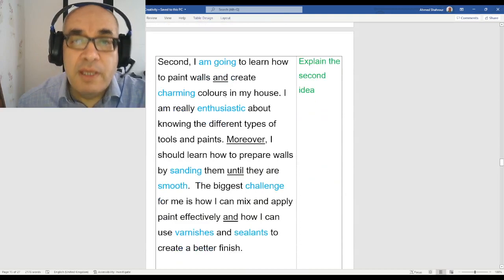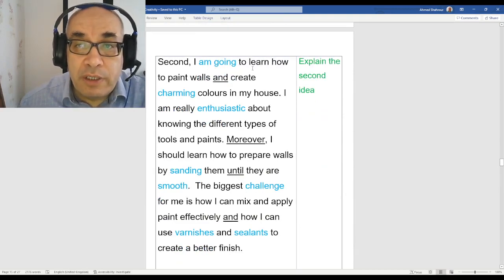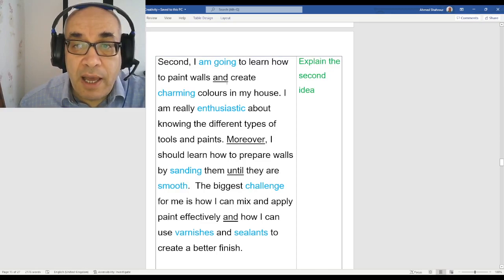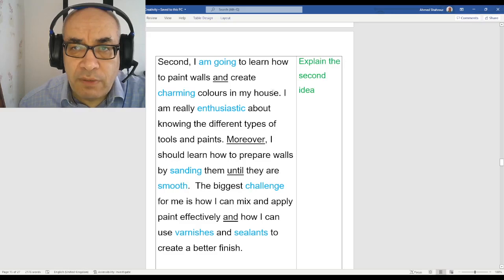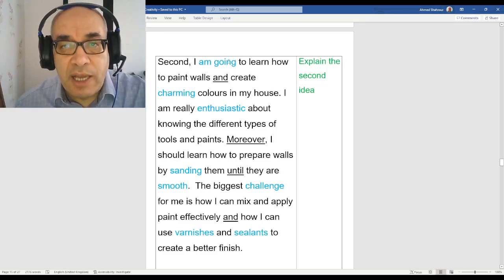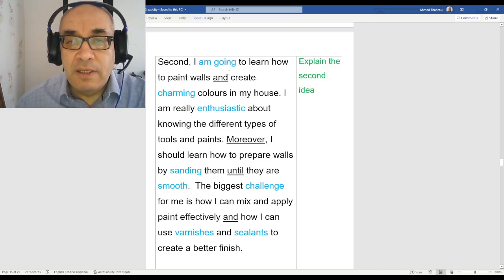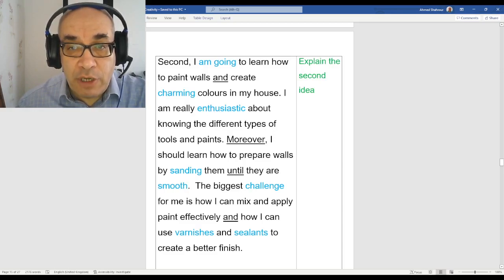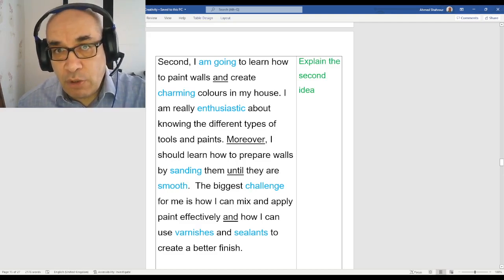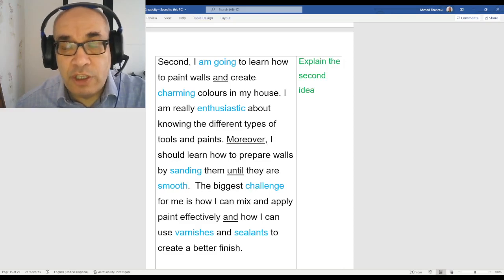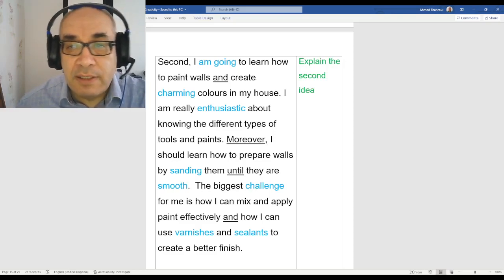Now second point. Second, I am going to learn how to paint walls and create charming colors in my house. Of course, if you don't want to use to learn, it's okay. You can say I'm going to paint walls and create charming colors in my house. I am really enthusiastic about knowing the different types of tools and paints. Moreover, moreover means like and, but moreover is a formal conjunction. It joins sentences here.